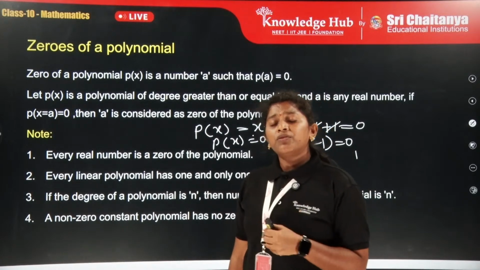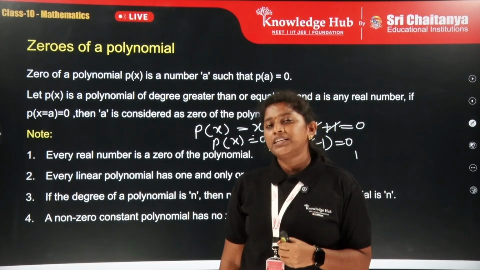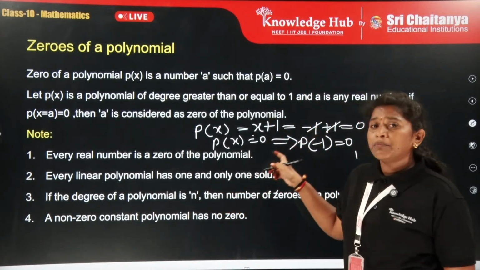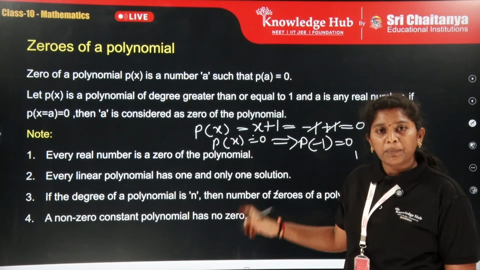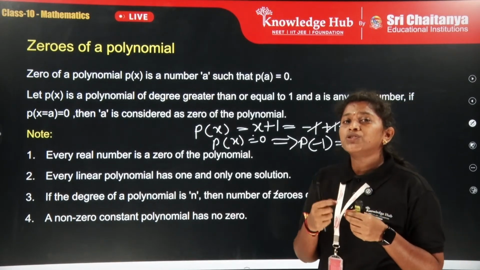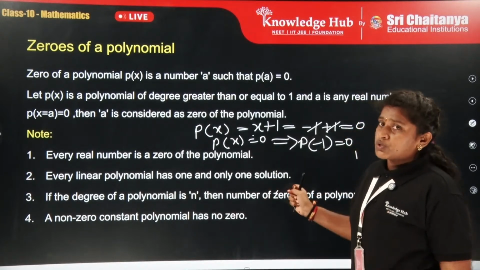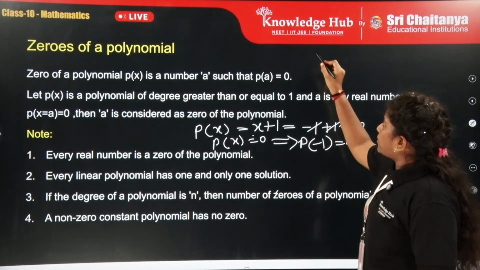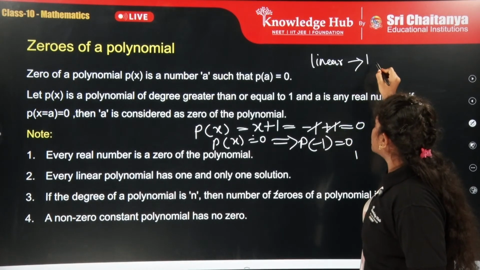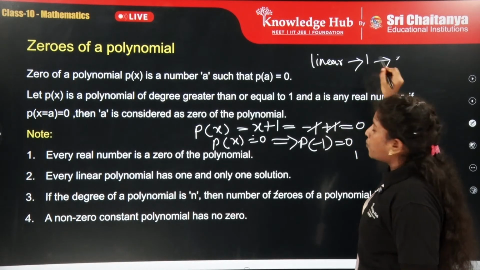Another name for the zero of a polynomial is the solution of the polynomial. If I am getting my polynomial value as 0, then whatever the value of x you are taking becomes the solution of the polynomial. Now for a linear polynomial, the degree is 1, so the number of zeros will also be 1.